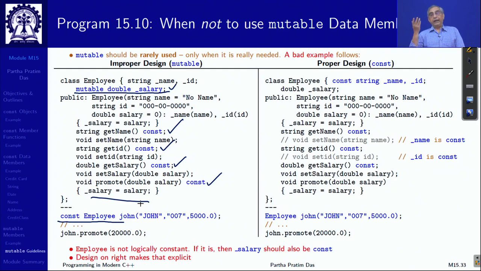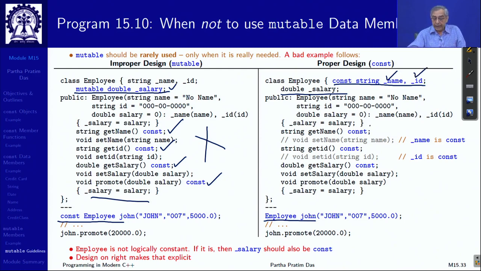Programmatically, yes, you will get through, but this is not the design for which you should use mutable, because conceptually an employee is not a constant. Conceptually an employee object is not a constant, only the employee's name and ID are constant, but otherwise it is an evolving object. So, this is not a preferred design. What you should do is rather make name and ID constant, and there is no need to make anything mutable, because you should not be treating employee objects as constant.